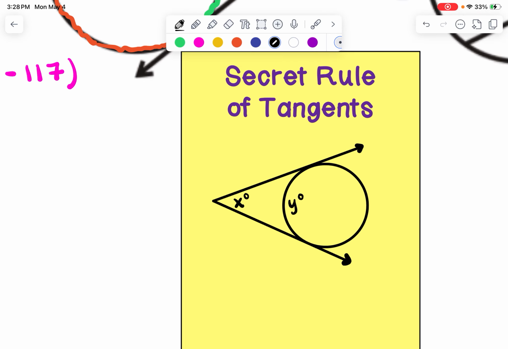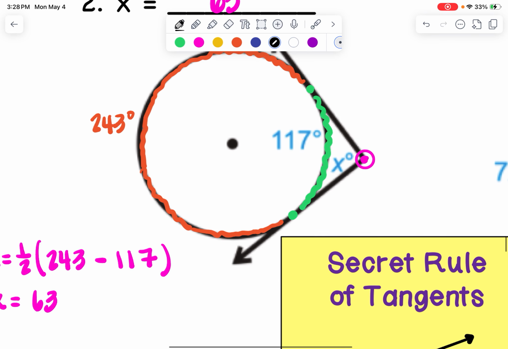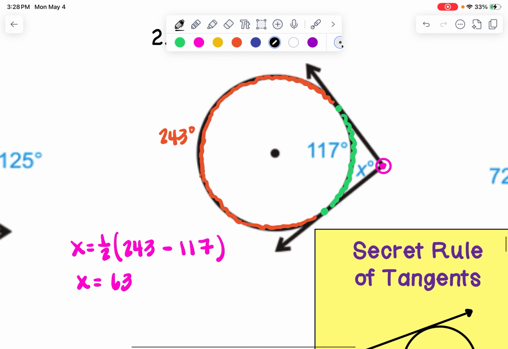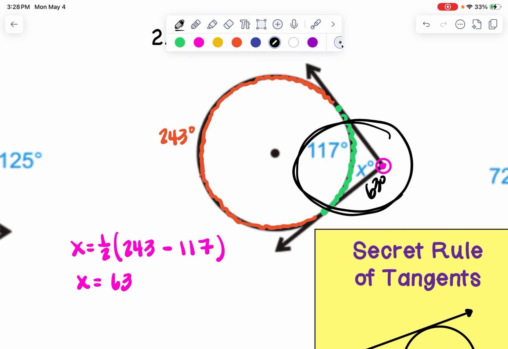Well, you can kind of figure that out based on the problem we just did, because we just did it the long way. We just found out that 63 degrees was X. Well, do you notice a special relationship happening between that angle and its closest arc? 117 plus 63, that adds up to 180. And guys, it always will.